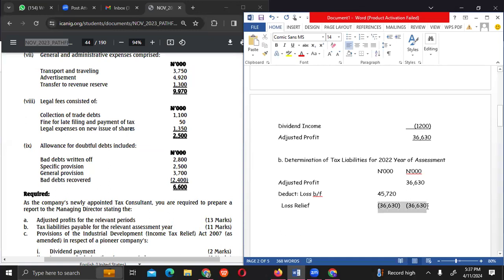Then you have unexpired loss. How much is the unexpired loss? That's the difference now. 9,090. Unexpired loss. It has expired actually because it's only useful for 1 year of assessment. Ideally, for all companies, it should be unexpired. But for the losses you make in the pioneer period, it is just for 1 year. Do you understand? So in that case, that one is a law.